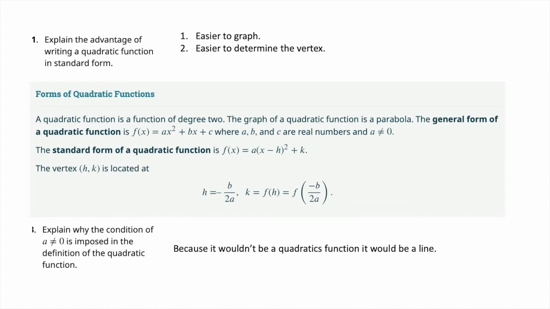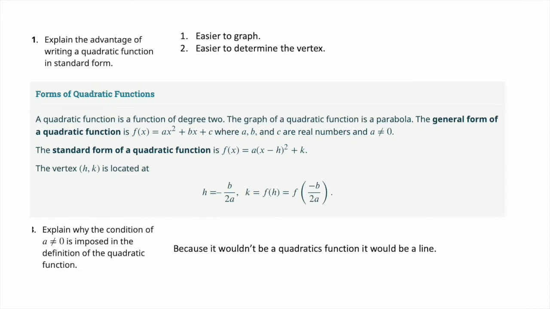Explain the advantage of writing the quadratic function in standard form. So the general form is ax squared plus bx plus c, which is very familiar. And the standard form, which hopefully you know from college algebra, is a(x minus h) quantity squared plus k.